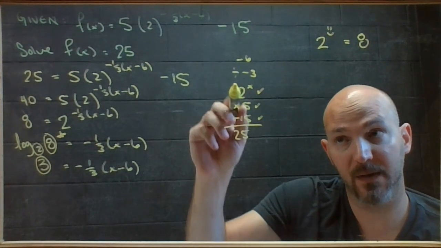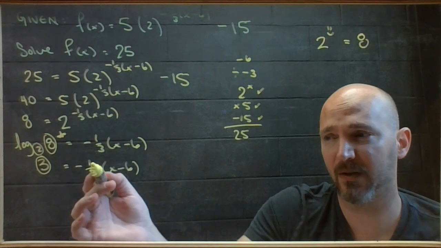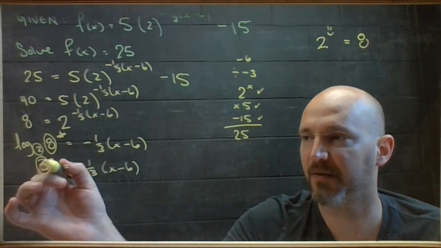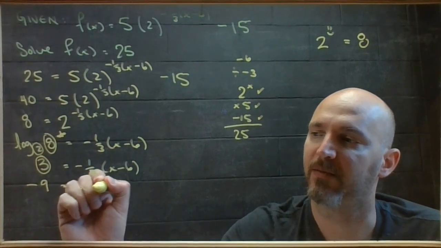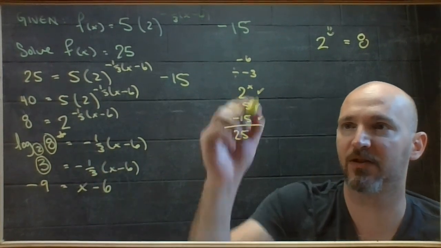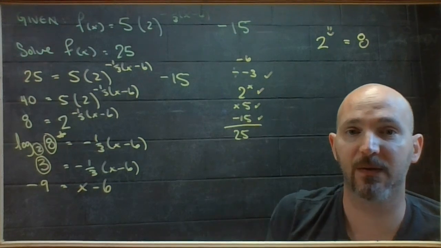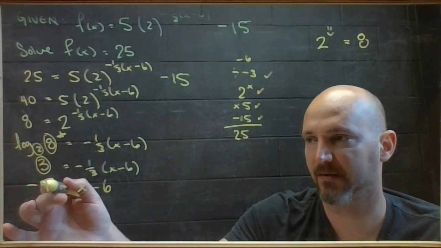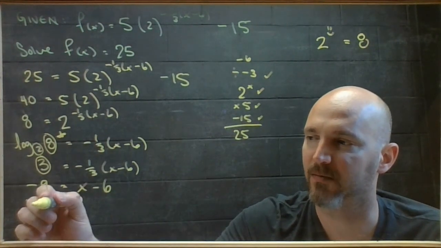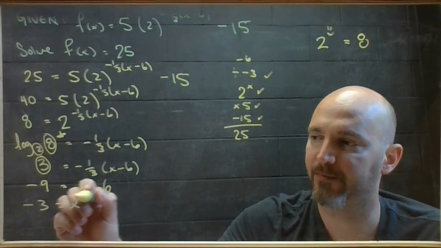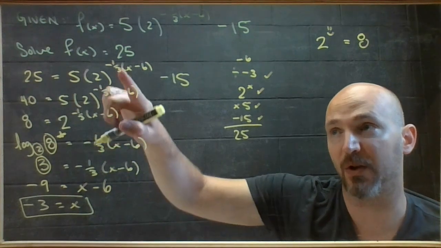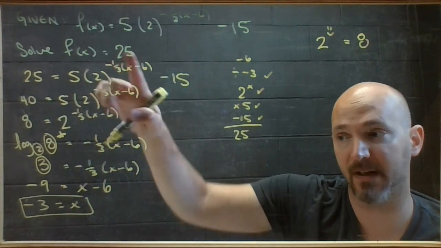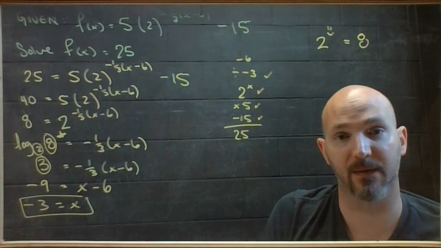Next step to undo is this division by -3. So you undo dividing by multiplying. 3 times -3 is -9. That gives me x minus 6. Check. And you undo subtracting 6 by adding 6. So -9 plus 6 would be -3. So this function returns a value of 25 as a y value when x is -3.